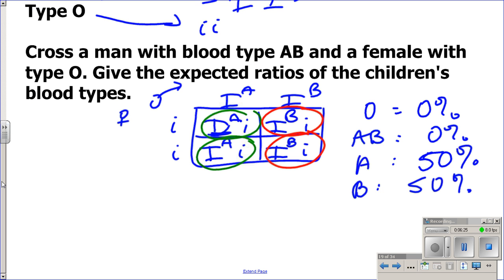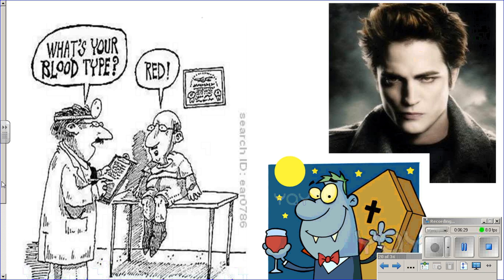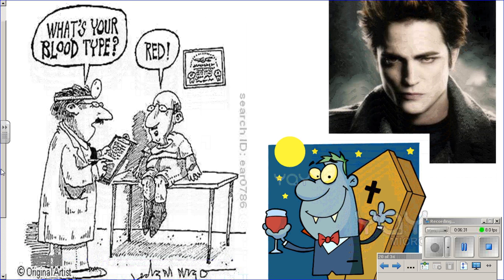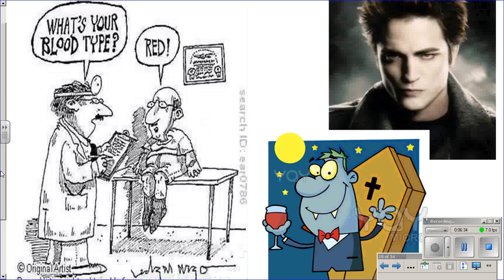I want you guys to write this one down or just at least think through the logical part of it. Oh, first of all, I have to give you a funny every now and then. What's your blood type? Red. Because they don't know their blood type, they just say it's red. And then since we're talking about the blood, vampire up there.